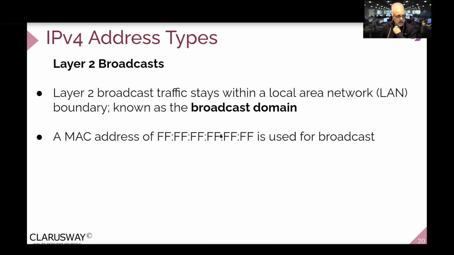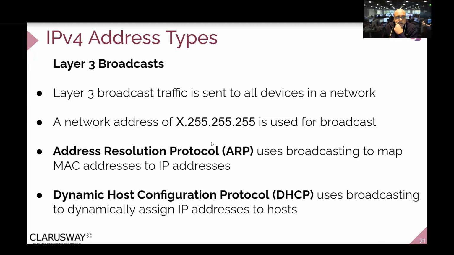You can broadcast on layer 2, which is the MAC address, and you can broadcast on layer 3, which is the IP address. If you're broadcasting on layer 2, you're going to use all Fs. And for the IPs, you're going to use all ones, 255, which is right here. You're going to broadcast on 255.255.255. We talked about ARP already.